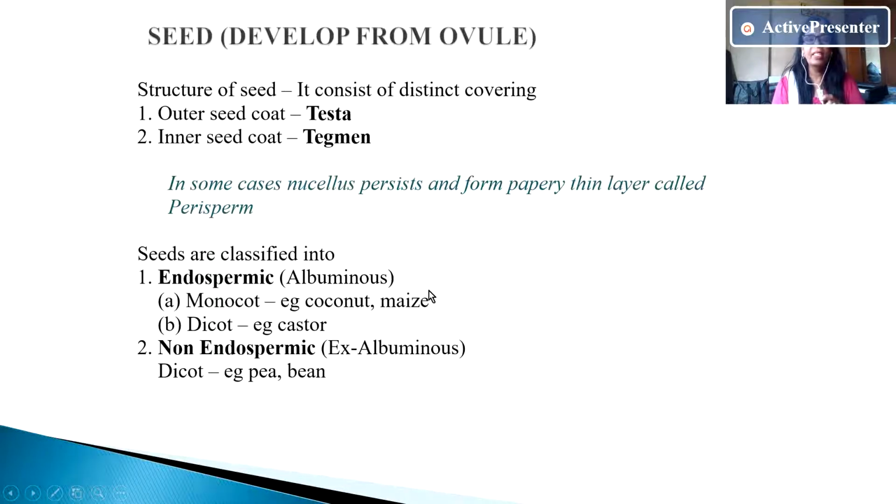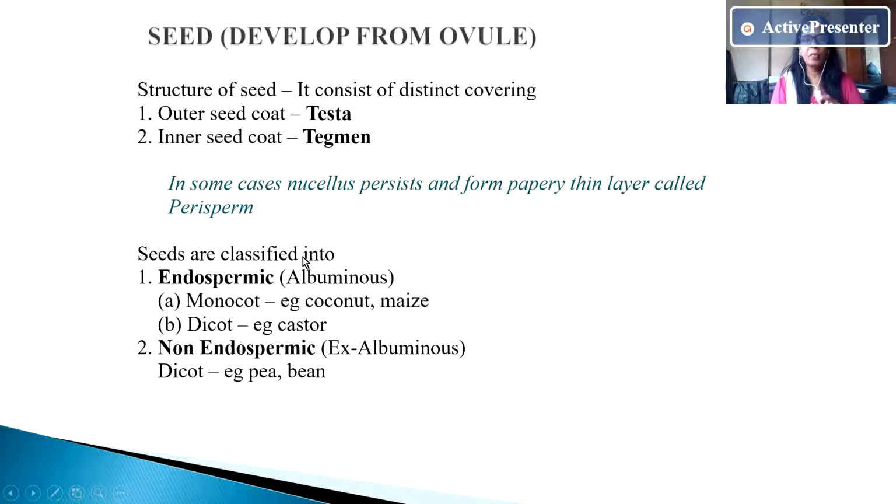The next is the seed inside the fruit. The seed develops from the ovule. Seed developed from ovule, fruit developed from ovary. Structure of seed: it consists of distinct coverings. The outer seed coat is the testa, the inner seed coat is the tegmen. In some cases, the nucellus persists and forms a papery thin layer called perisperm.